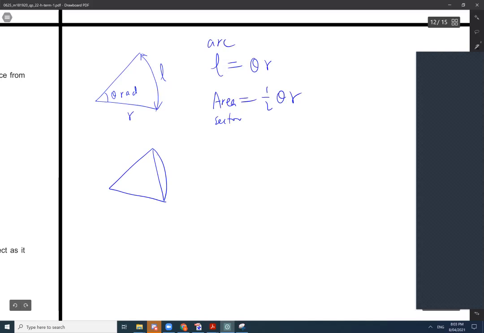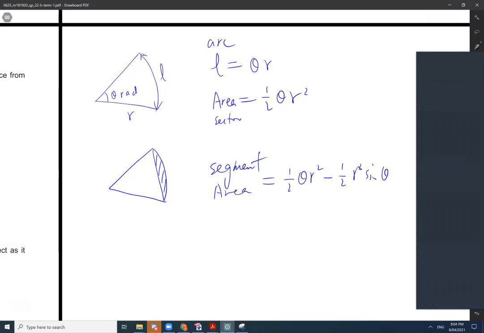Eden, do you know the name for this part? Do you know the name for this one? Yeah, segment. This area equals, Charlotte? Oh, you just use half r squared theta minus the triangle, which is half r squared sine theta.